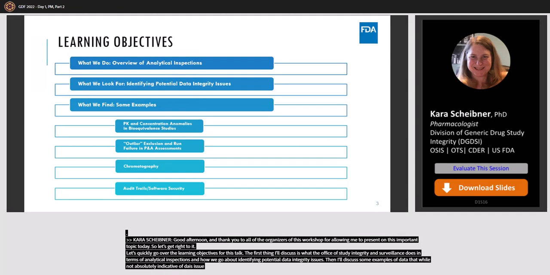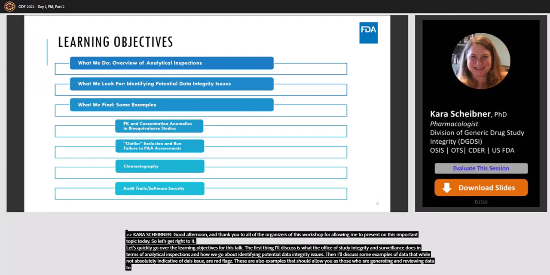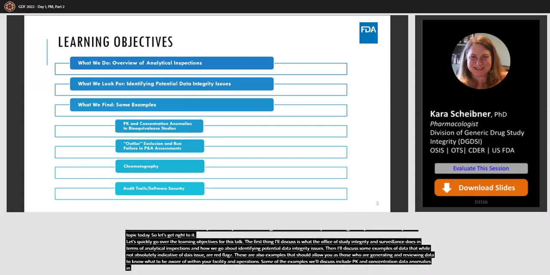These are also examples that should allow you, as those who are generating and reviewing data, to know what to be aware of within your facility and operations. Some of the examples we'll discuss include PK and concentration data anomalies in bioequivalence studies, outliers and failures in precision and accuracy assessments, chromatography pitfalls, and software security and audit trails.